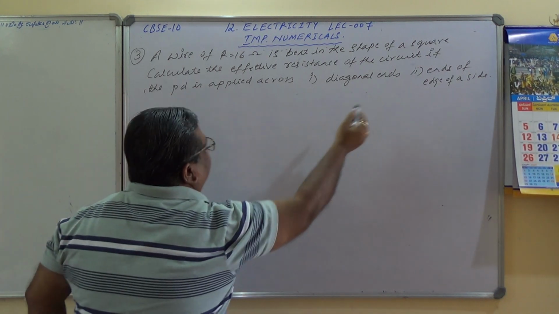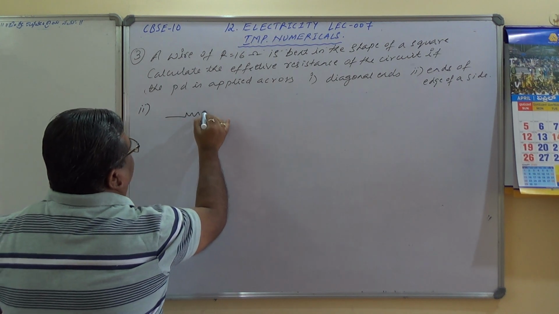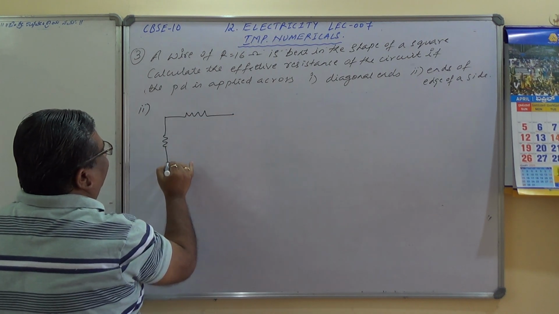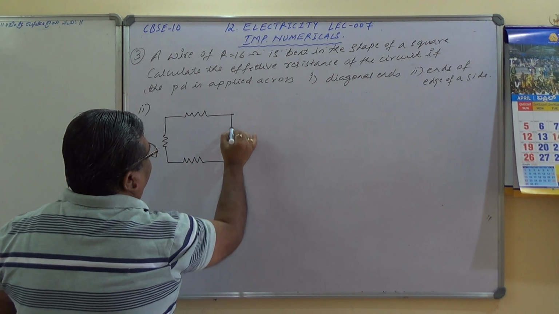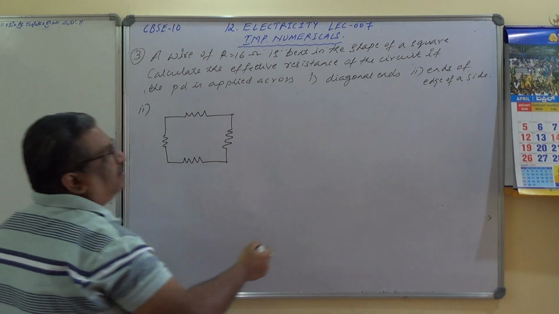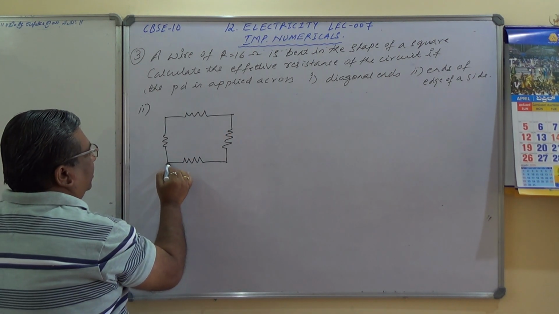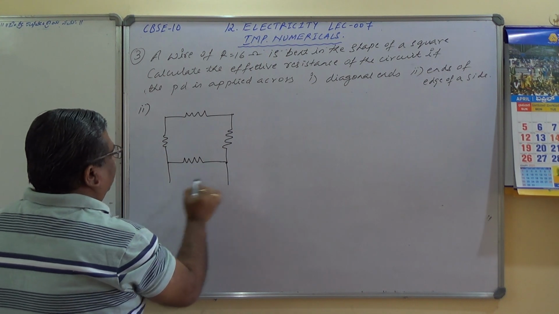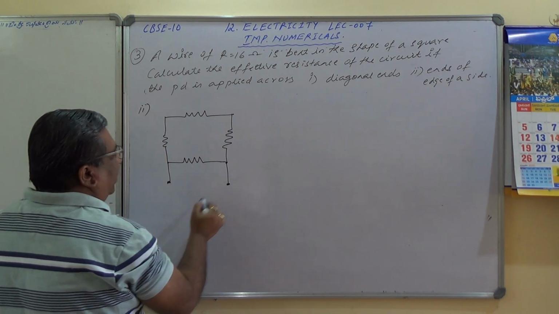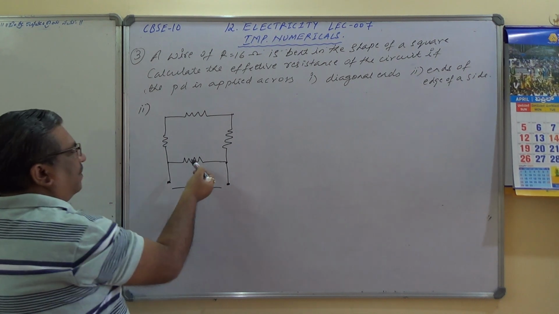So let me take the second one. Case 2. The wire is bent in the shape of a square. Once again, these are connected. The PD is applied at the end of the edge. So this is the edge over here. Here the PD is applied. What is the PD? Potential difference is nothing but the voltage applied over here.